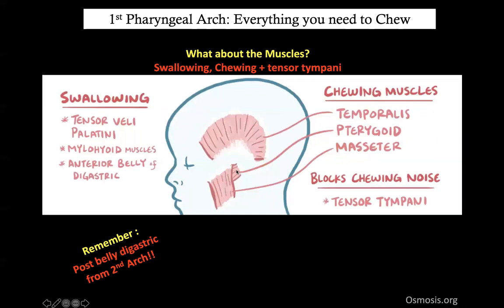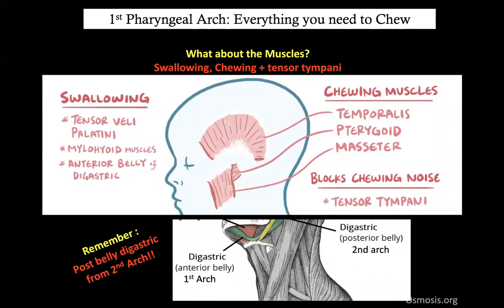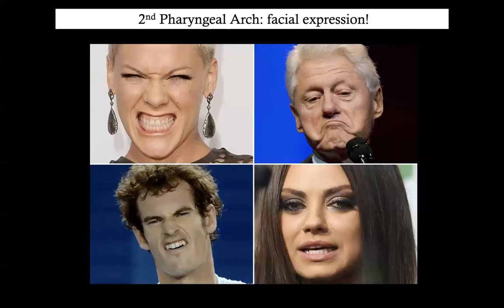So remember, the posterior belly of the digastric is from the second arch. Basically, the development of the digastric muscle is a good example of coordination between the first and the second arch. So remember, anterior belly, first arch, posterior belly, second arch. Apart from that, muscles for mastication come from the first arch. So remember, everything for chewing, nerve, bones, muscles, from the first arch.